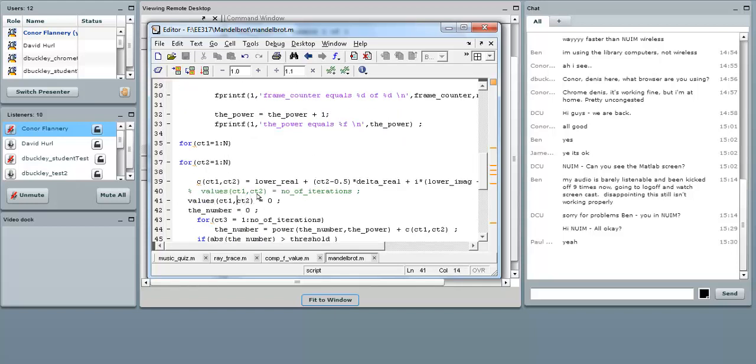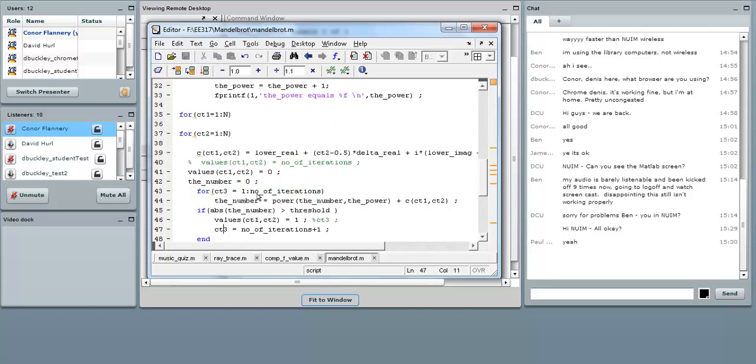Again, I've initialized this for the third time. I initialize the value to 0. Number is equal to 0. Well, the number is this number in this sequence. We start off with the complex number 0, and then for the number of iterations we want to try, z goes to z to the power of the power, which is 2. So this is z squared plus c. And we're going to do that over and over again.